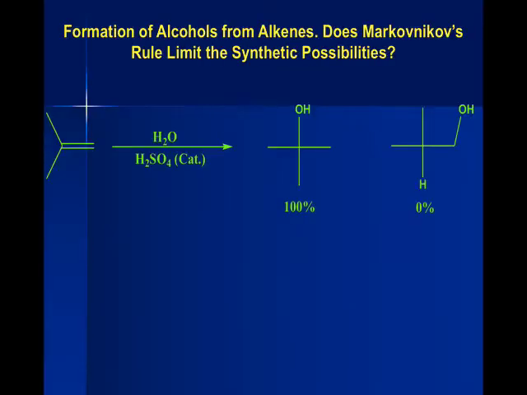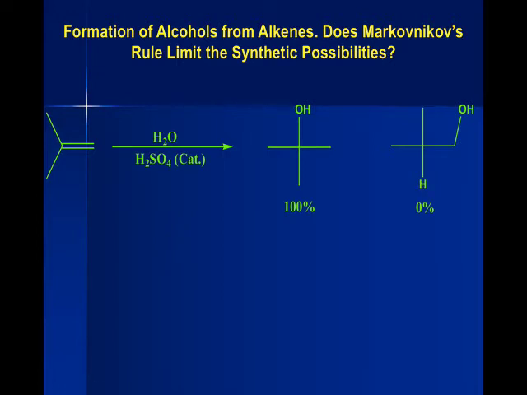Okay, so now suppose we have the alkene shown here. This is known as isobutylene or 2-methylpropene. If we take water and sulfuric acid in catalytic amounts, we're going to add water across the double bond, and we're going to end up with 100% of this Markovnikov alcohol. Now suppose, however, that we don't want this alcohol. We actually want the anti-Markovnikov alcohol, where the OH is actually on the least substituted carbon and the hydrogen is on the most substituted carbon.